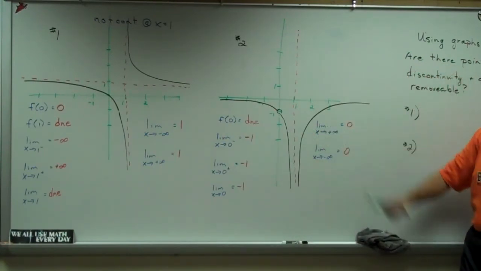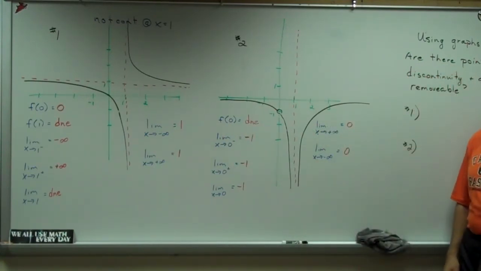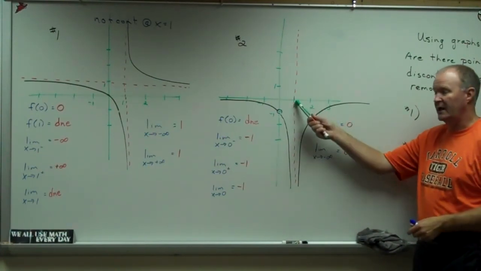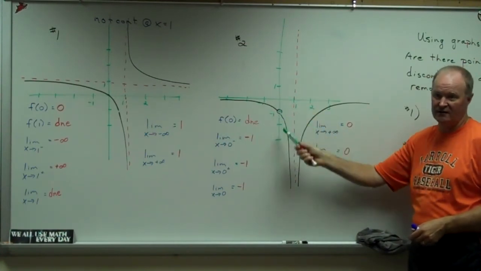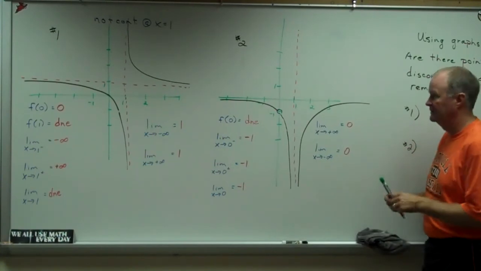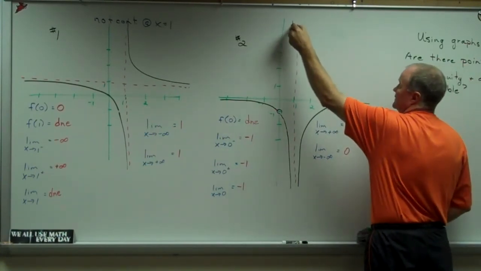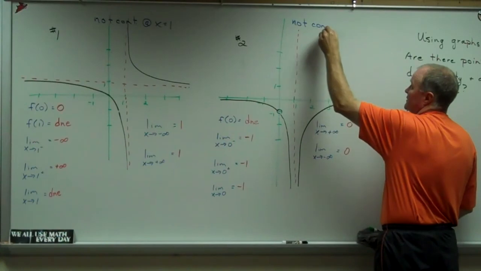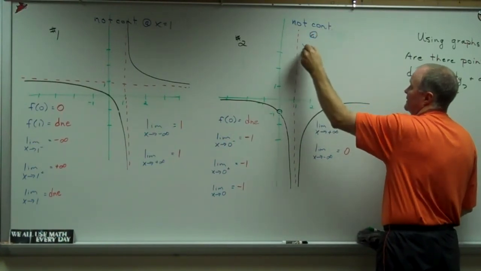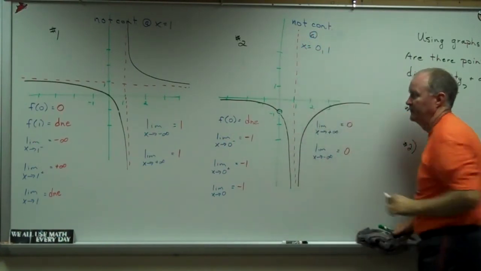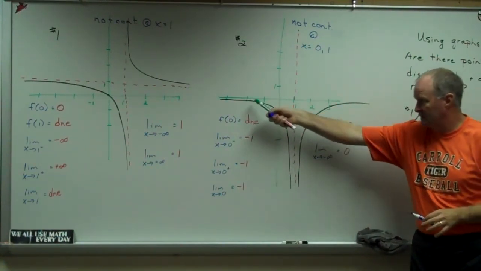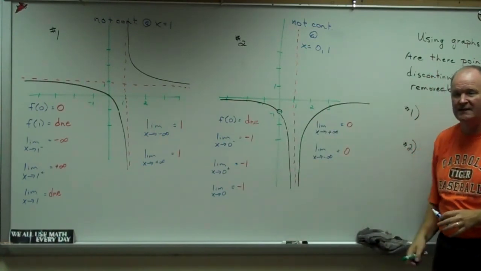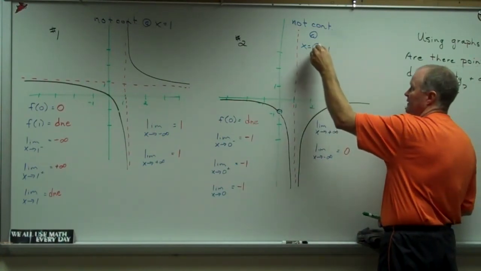The second one. Any places where it's not continuous? X equals 1 and also 0 for x. It's the x value. That open dot and the dashed line. So we're not continuous at x equals 0 and 1. From the graph, since it's boom and boom on either side of it, that is what we called a removable.